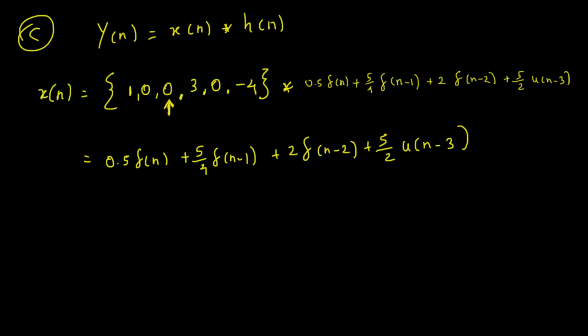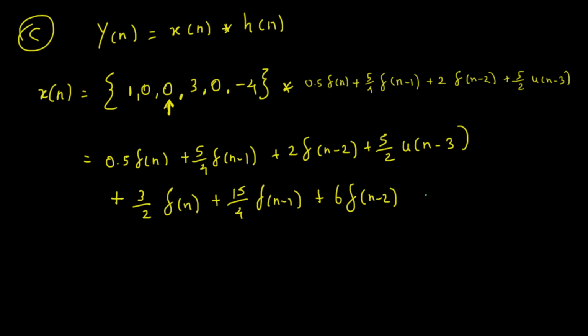Okay, so that's the first term, then we add the next one, plus 3, then we multiply everything by 3. So 3 times 0.5 is 3 by 2 delta of n, and then 3 times 5 over 4, which is 15 over 4 delta of n minus 1, and then 3 times 2 delta of n minus 2, which is 6 delta of n minus 2, and then 3 times 5 over 2 u of n minus 3, which is 15 over 2 u of n minus 3.